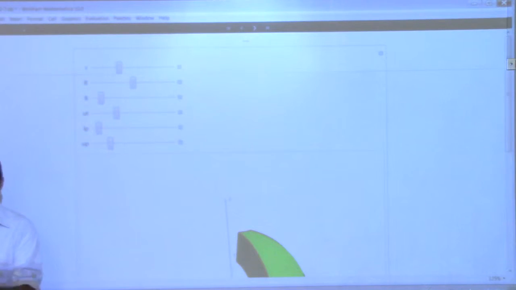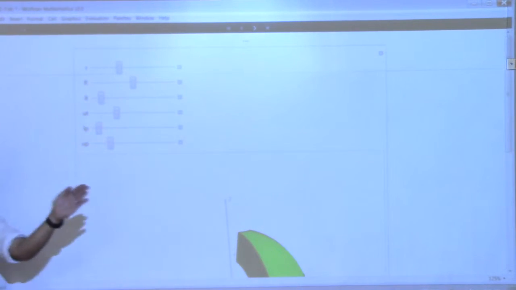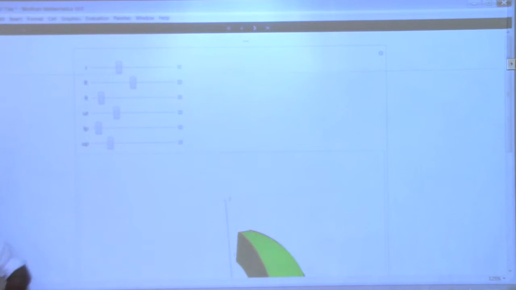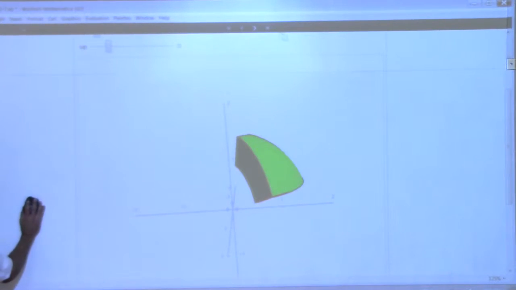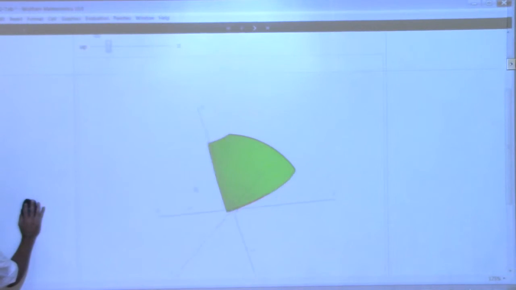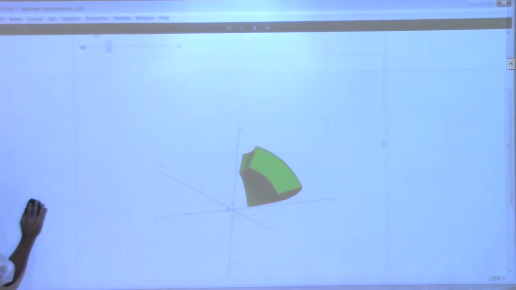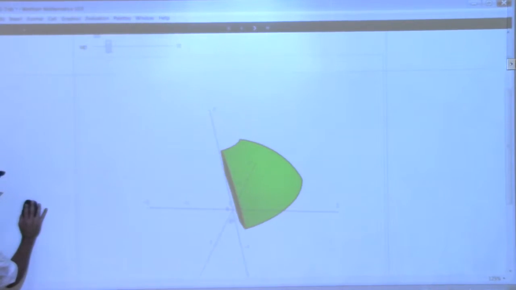So this is where your phi is between two constants, right? Your theta is between two constants, and your rho is between two constants. And that's what you get right there. So you get this three-dimensional patch. And so that is what a spherical box looks like.